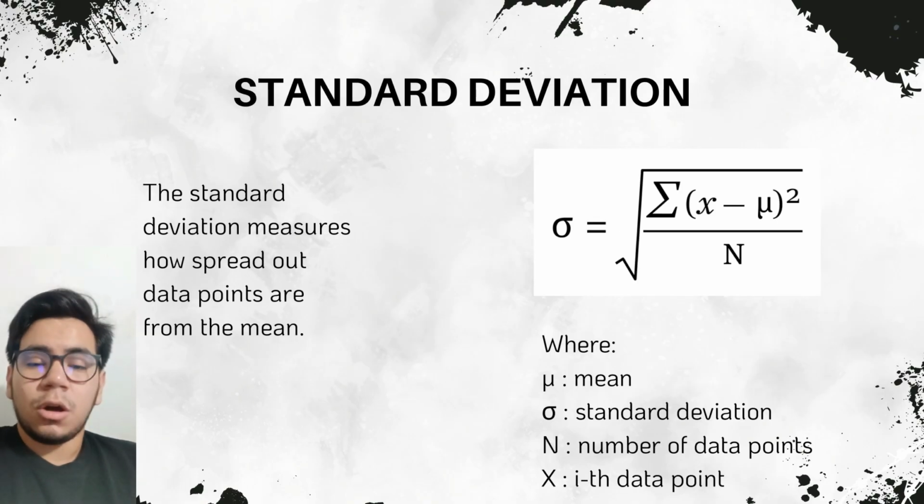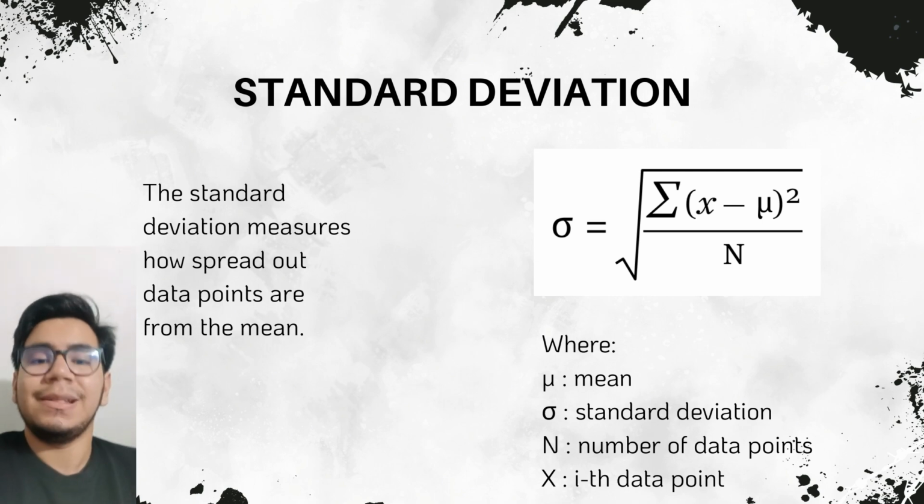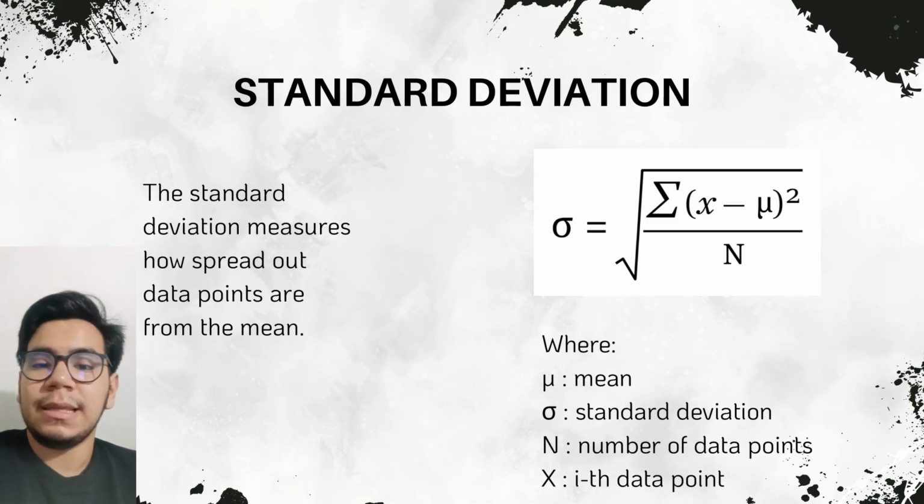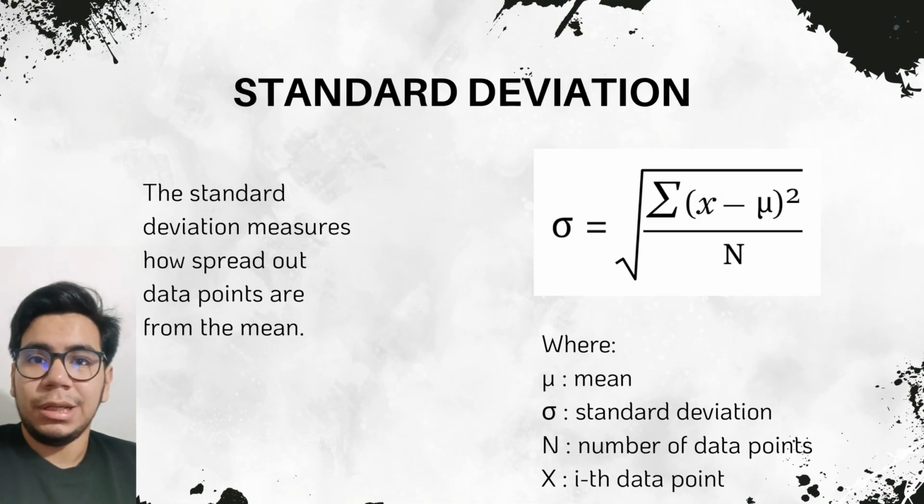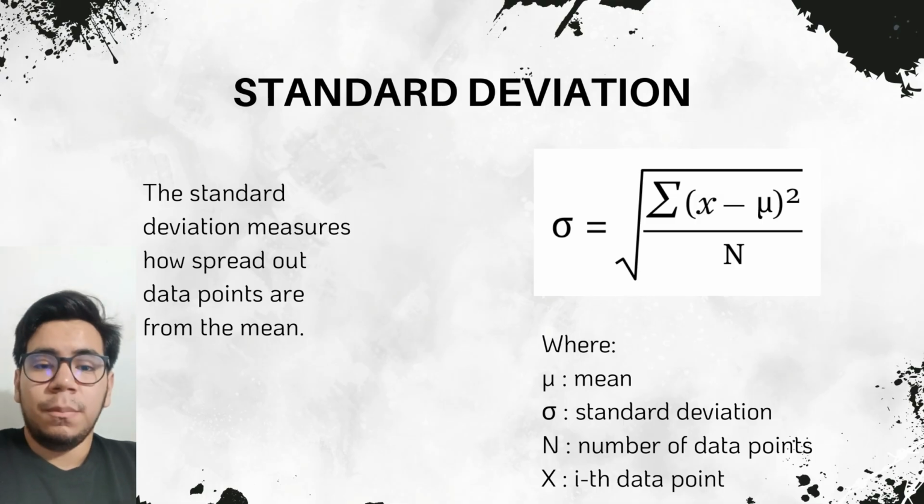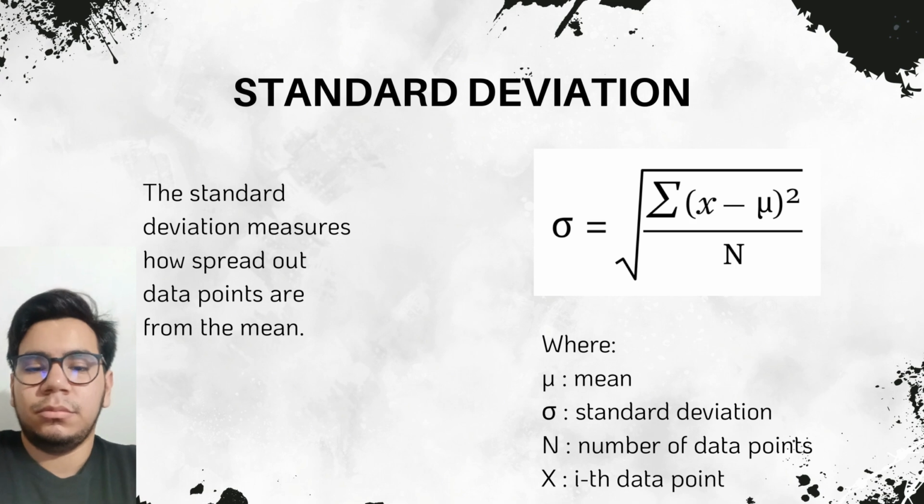Well, the second method of outlier detection is the standard deviation. The standard deviation measures how spread out data points are from the mean, and is represented by the next equation. The standard deviation equals the square root of the summation of the difference between each data point and the mean to the power of 2, all divided by the number of data points.